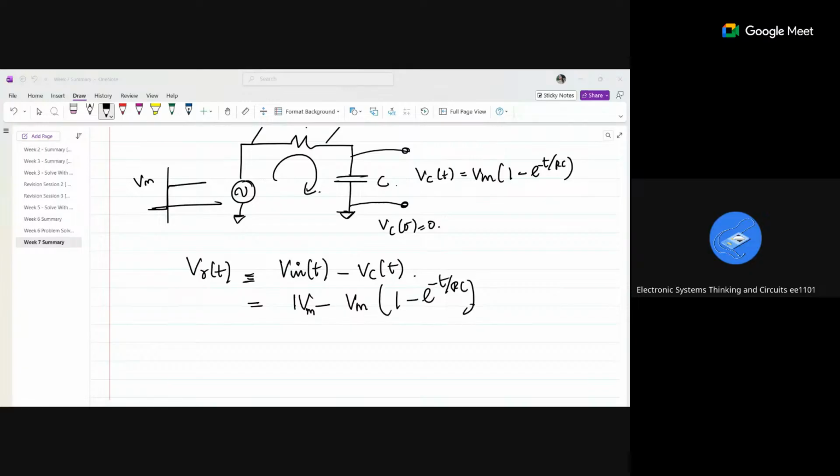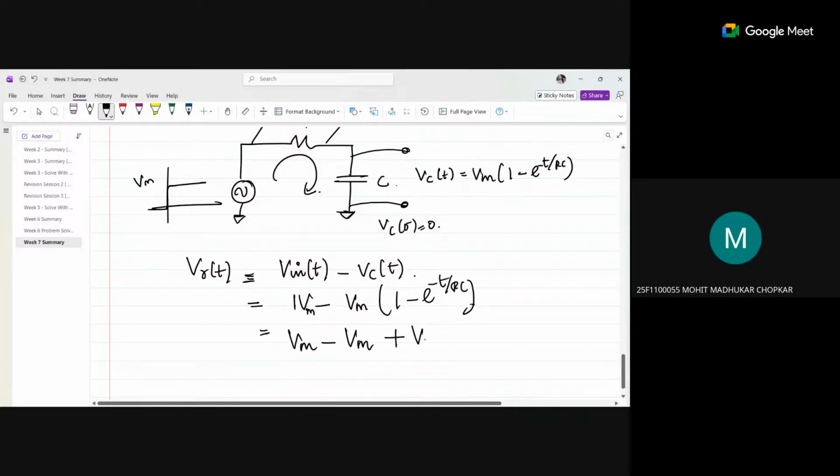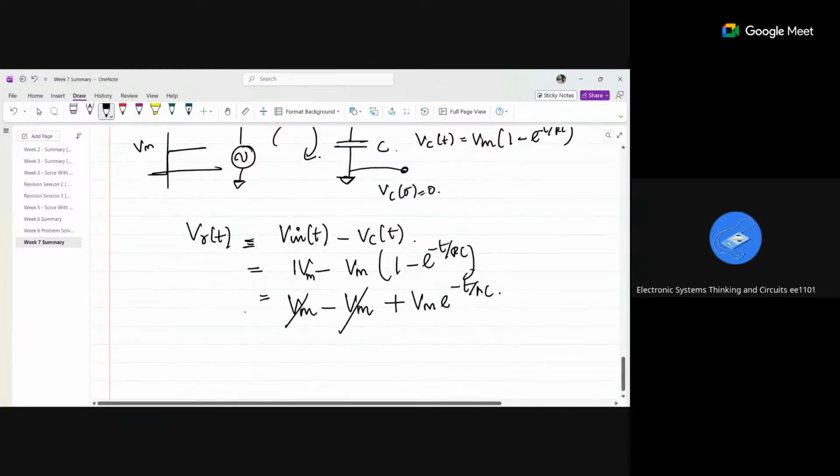Yeah, sorry guys, I had to take a call that side. So yeah, we'll continue. So what happens now? We are finding just the voltage across the resistor. Vm minus Vm (1 minus e power minus t by RC), right? So Vm will get cancelled. So Vr of t is nothing but Vm e power minus t by RC volts, right?